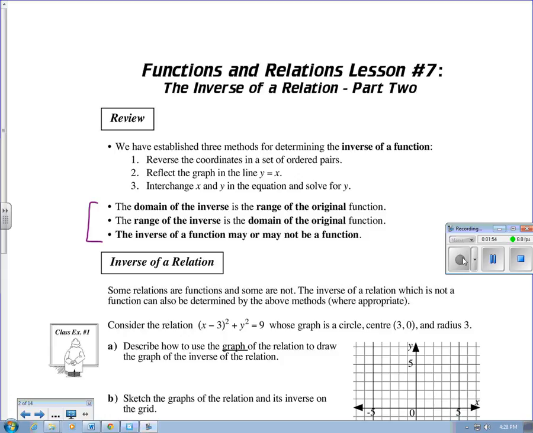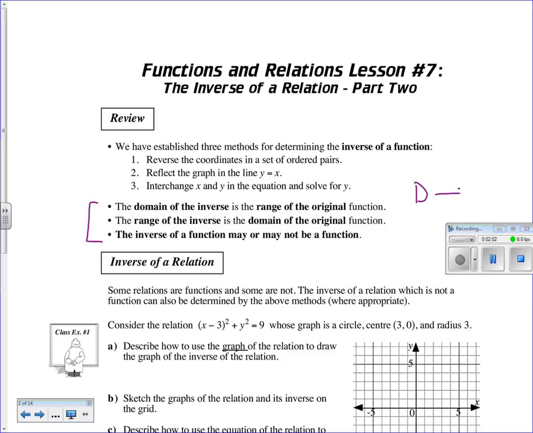Please note that the domain of the inverse is the range of the original function. So your domain becomes your new range, and your range becomes your new domain. That's going to be weird. And we just talked about how the inverse of a function may or may not be a function.